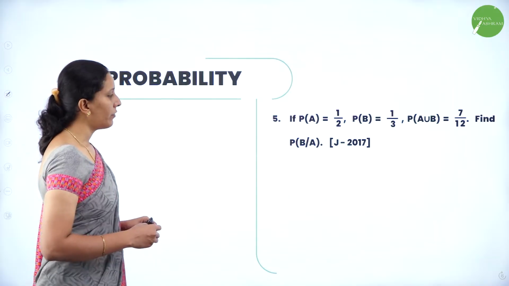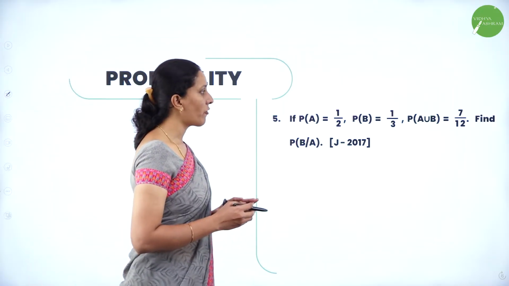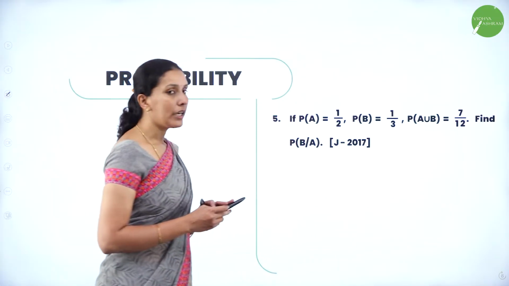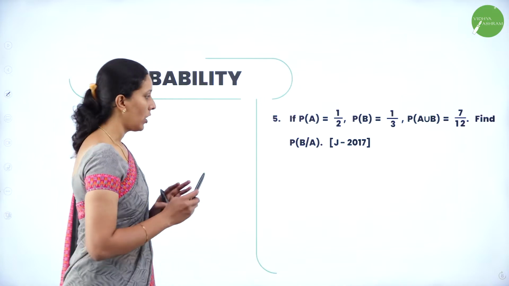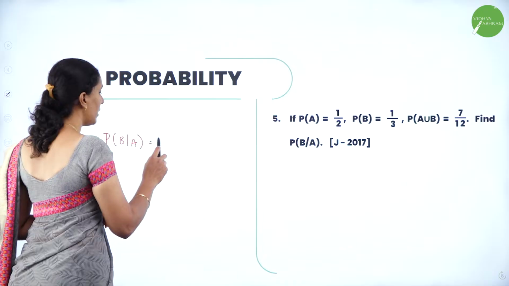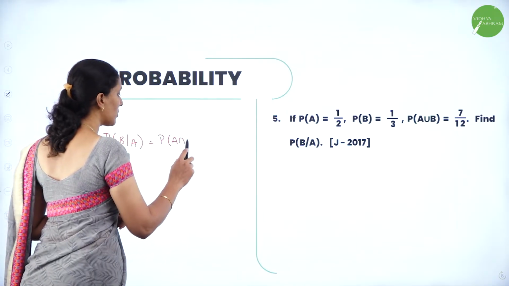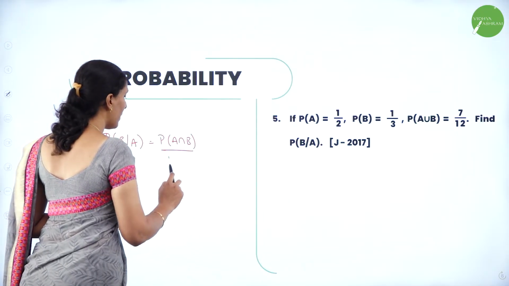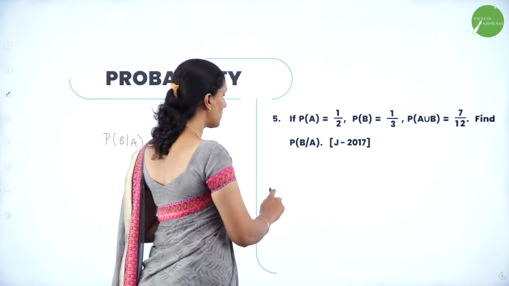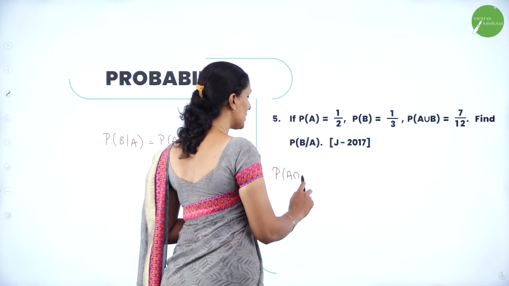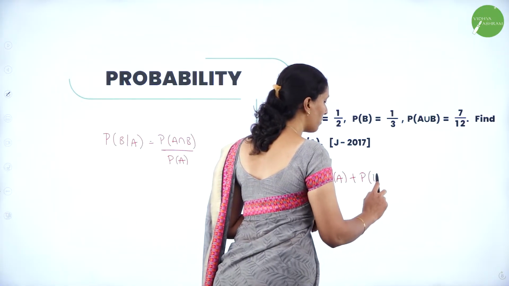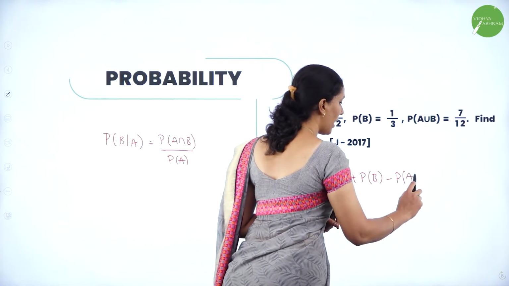Next, if P of A is 1 by 2, P of B is 1 by 3, P of A union B is equal to 7 by 12, find the conditional probability of B over A. So, we know that to find the conditional probability of B over A, we need probability of A intersection B, and that is divided by probability of A. So, to find probability of A intersection B, we can use the formula: probability of A intersection B is equal to probability of A plus probability of B minus probability of A union B.